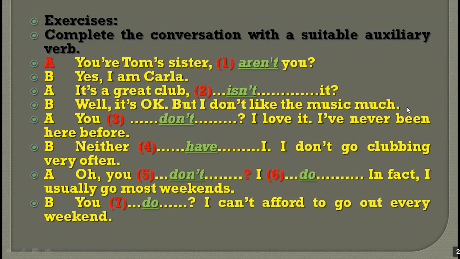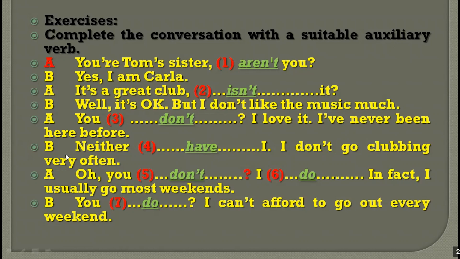I love it. I've never been here before. Neither have I. So I have never been, I'm agreeing with this part. I have never been here, neither have I. If you're agreeing with a statement, you have to use the same tense used in that statement. We have verb to have here, so use verb to have.